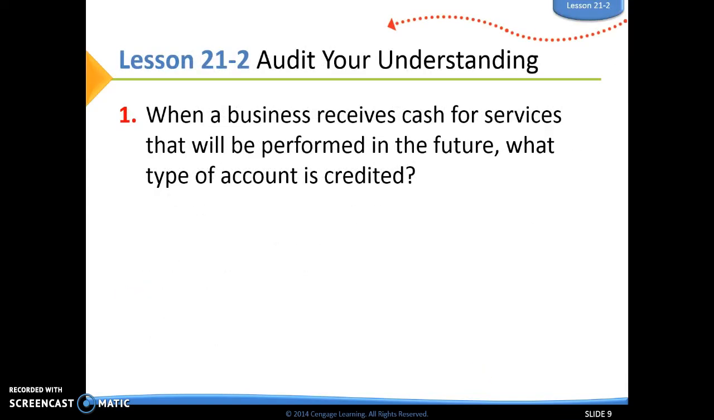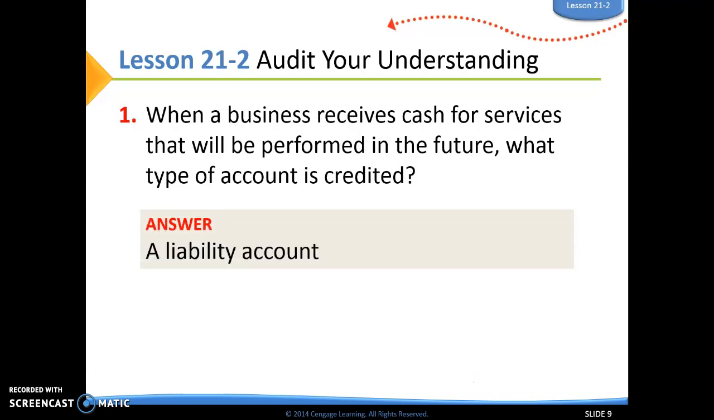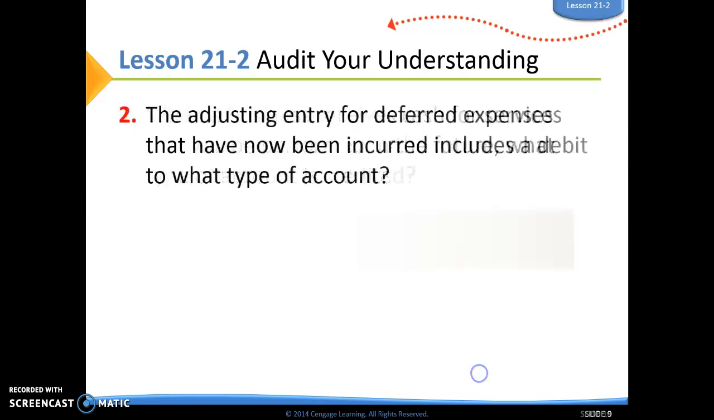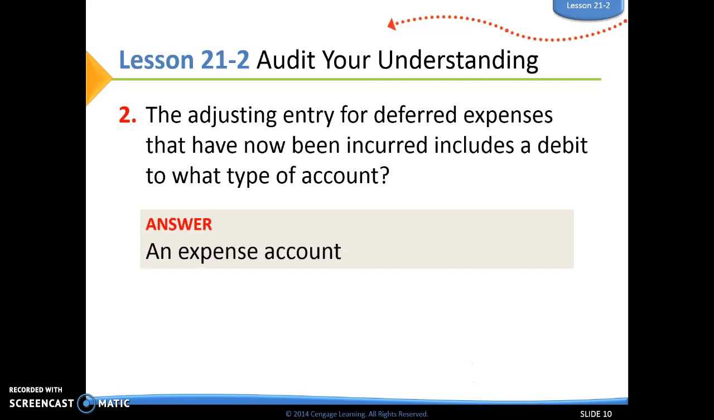Let's look at the questions. Audit your understanding. Number 1, when a business receives cash for services that will be performed in the future, what type of account is going to be credited? That would be a liability account. Number 2, the adjusting entry for deferred expenses that have now been incurred includes a debit to what type of account? That would be an expense account.